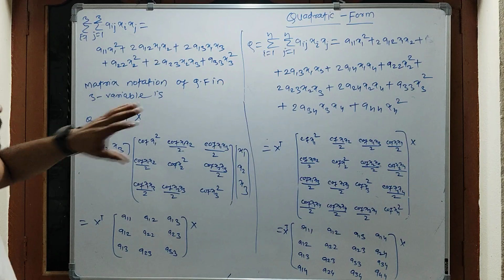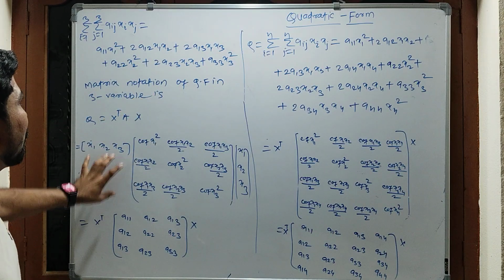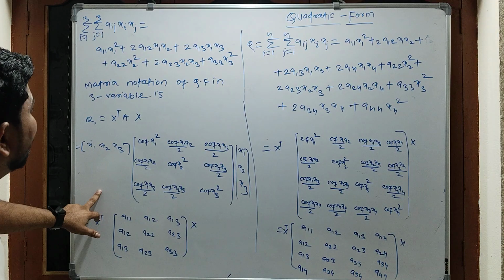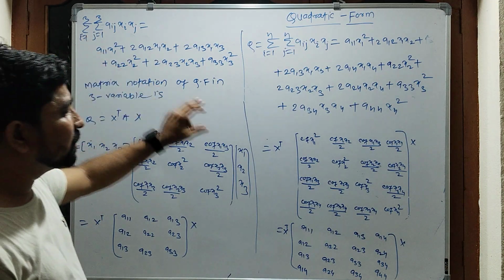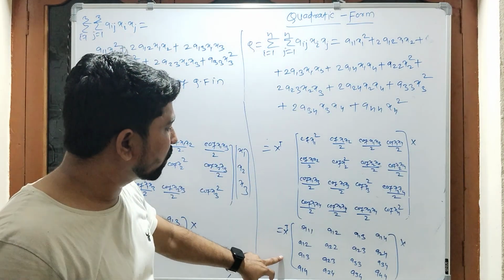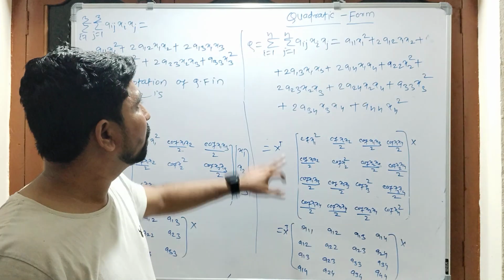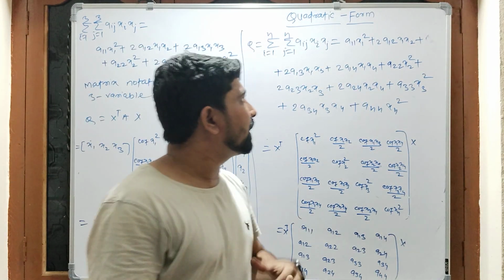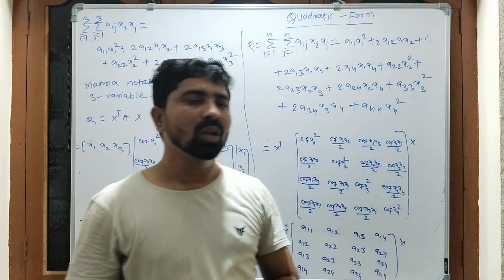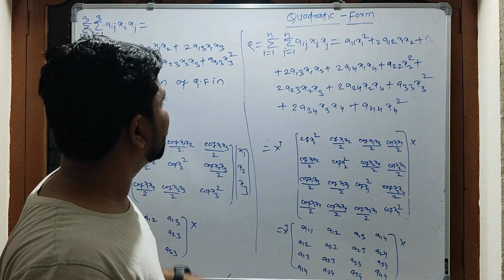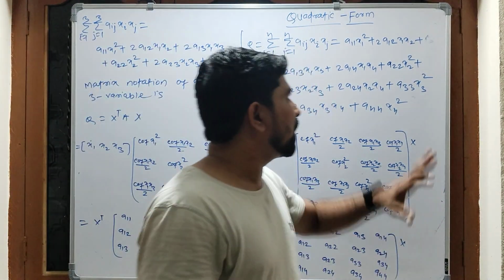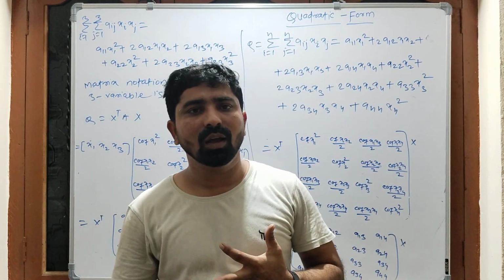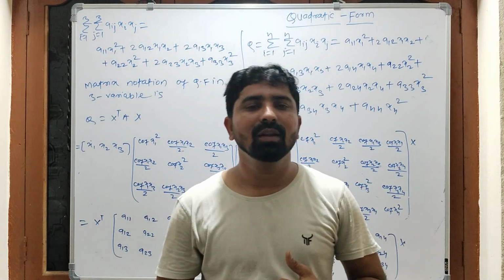So this is the matrix notation for the quadratic form of 3 variables, and this is the matrix notation for the quadratic form of 4 unknowns. In this way you can write the matrix notation for the quadratic form. Now I think all of you know how to write the quadratic form in 2 variables, in 3 variables, and in 4 variables. Thank you.